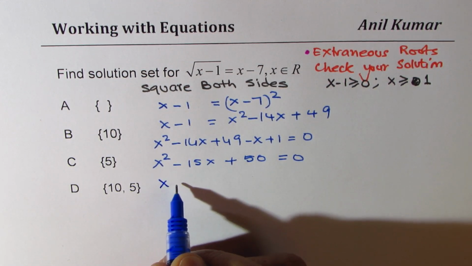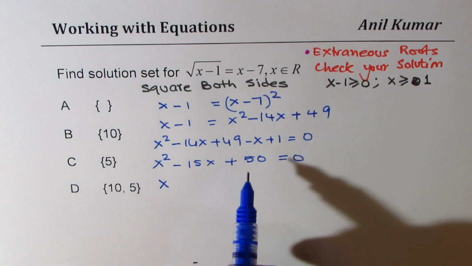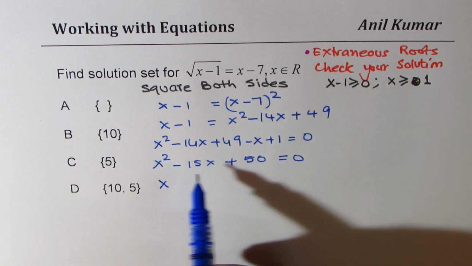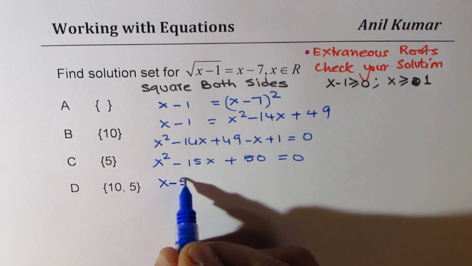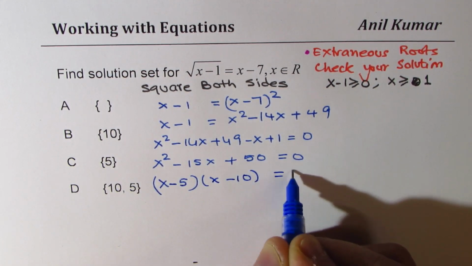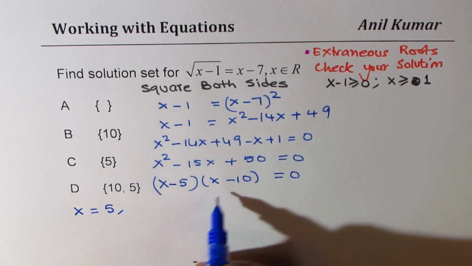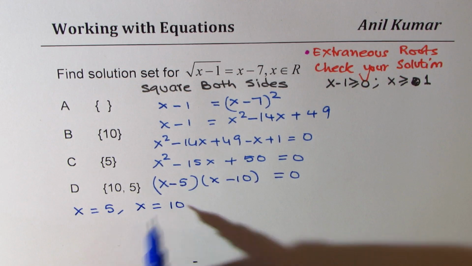Now you could use product and sum to factor. So you have to be good at factoring at this level, right? We are not really teaching you factoring techniques. You can follow some of the links to learn factoring. 5 times 10 works for us. So x minus 5 times x minus 10 is perfect. So we get two solutions. One is x equals 5 and the other one is x equals 10.